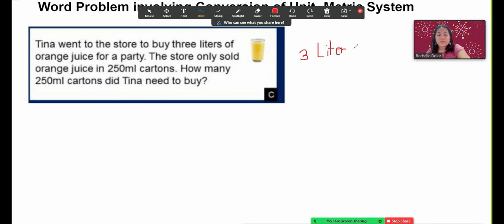The store only sold orange juice in 250 ml cartons. How many 250 ml cartons did Tina need to buy? So for this one, we need to convert the 3 liters first to milliliters, right? Not milligrams. So we need to do the staircase. 1, 2, 3, 4, 5, 6, 7.